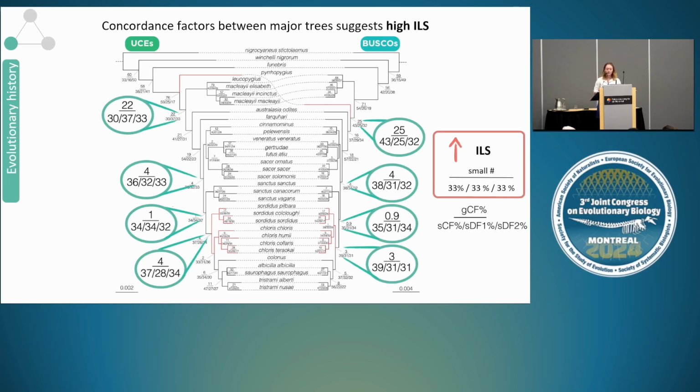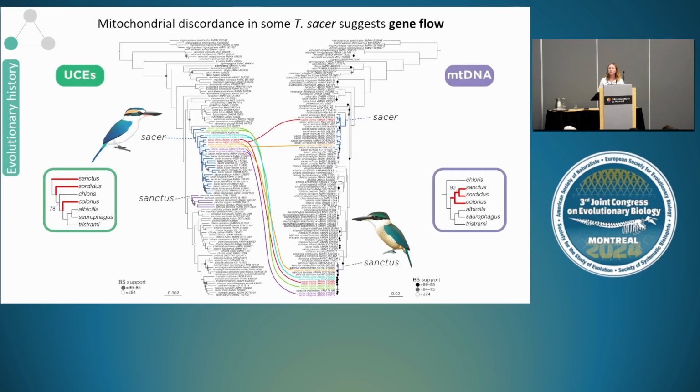So when comparing site and gene concordance factors across the two major topologies, we found that many of these short inner nodes were approaching values consistent with high incomplete lineage sorting. Moreover, we found cases of mitochondrial discordance between several subspecies of Pacific kingfisher, sasser, having some or all of the sequenced individuals for these subspecies grouping with an entirely different species, sacred kingfisher, sanctus.